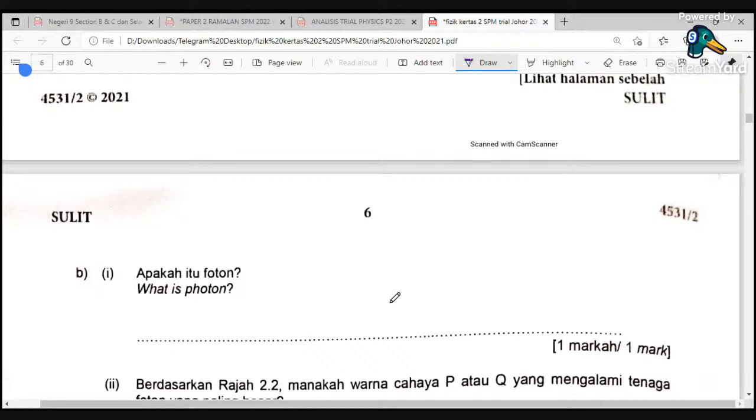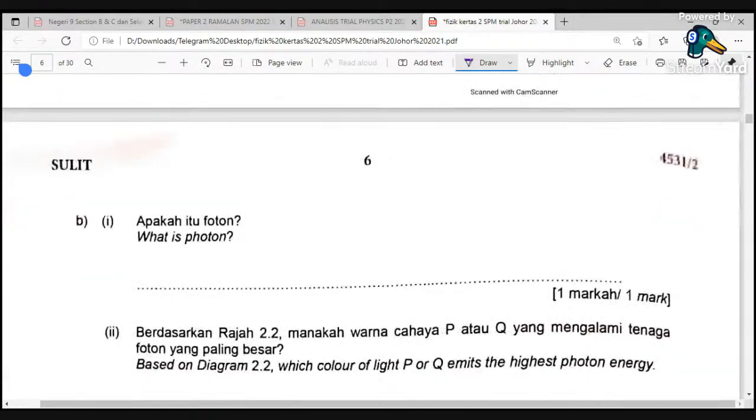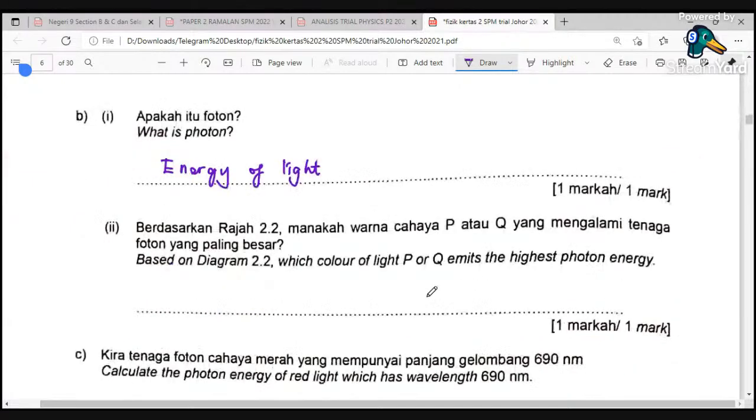Okay, what is a photon? It is the energy of light. Actually, it is light energy that travels in quanta, so we call it a photon. Or you can write a discrete energy of light, that is also fine.